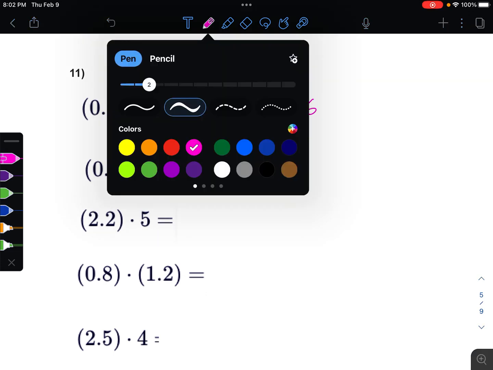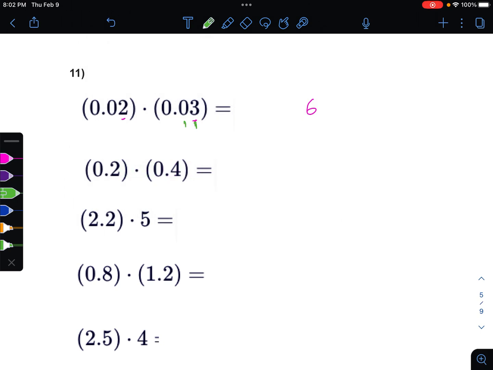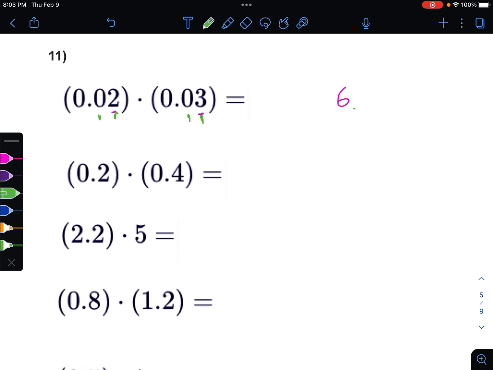That's easy, but now I got to deal with the decimals. We got to count the decimal places represented. We got a total of 4 of them. My decimal's right here. I have to move it 4 places. 1, 2, 3, 4. And I'm putting zeros as placeholders. There is my answer. Oh yeah, it's that easy.